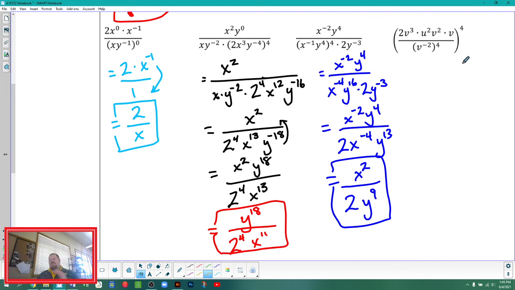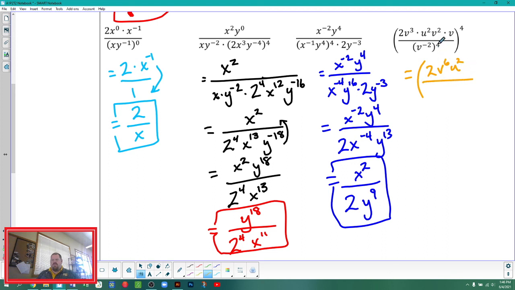And let's look at this last one. Definitely on this one, I want to try to simplify everything I can inside the parentheses before I drop in that 4 on the outside. Because if I don't, that 4 is going to be really busy. I have a lot of things to drop into. So let's try to simplify what we have first. On the top, the first thing I have is a v. I have 3 v's there, 2 v's there, and 1 v there. 3 plus 2 plus 1 is 6. So that's 2v to the 6th, u to the 2nd.